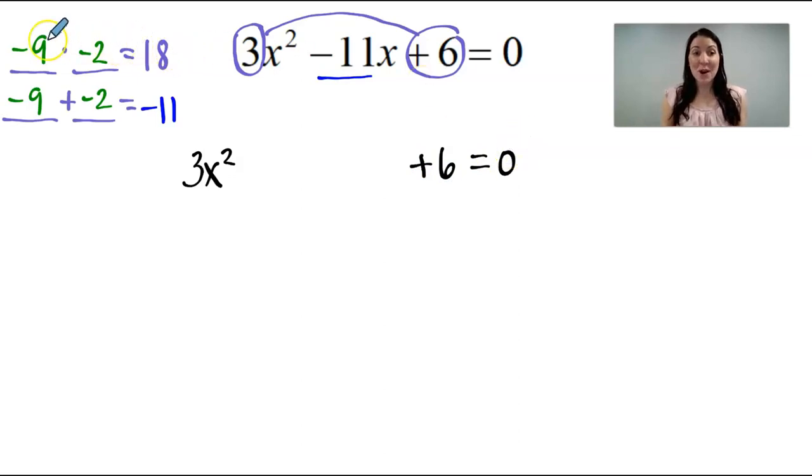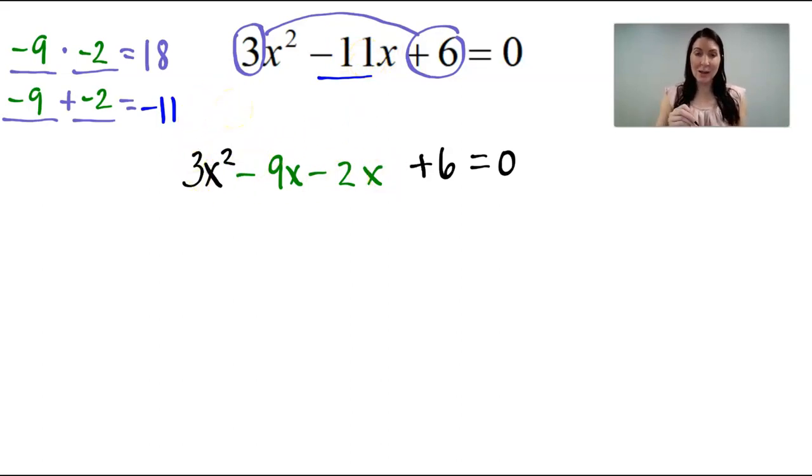Then this is where the two numbers that I found over here are going to be used. I'm then going to write negative 9x and negative 2x. They need to match the variable that's in the middle term. So minus 9x and minus 2x. Now, if you look at this, we actually have not changed the problem at all. That's because if you combine negative 9x and negative 2x, you will get negative 11x. And that's important to notice that you haven't changed the original problem.